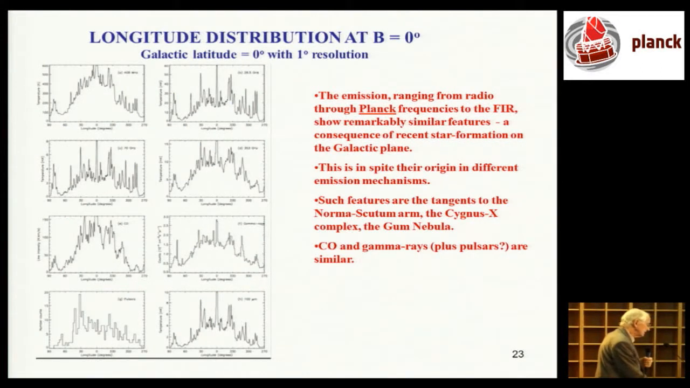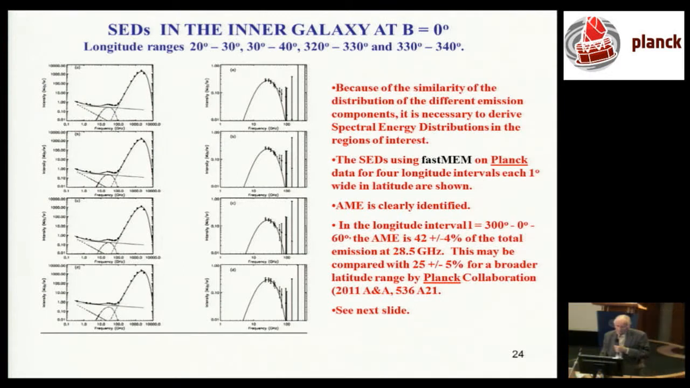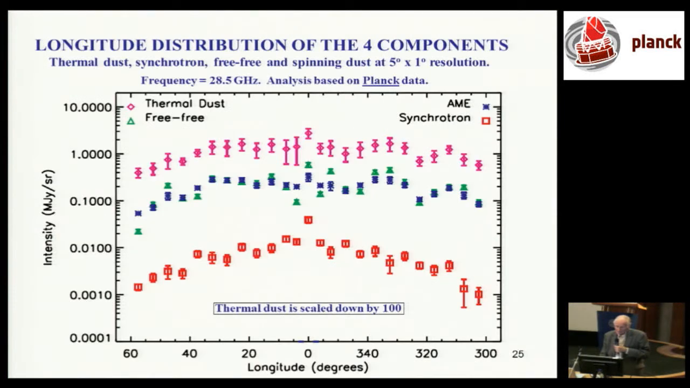Then we can get the longitude distributions, and they're all very similar. And we can include there the work on the various components by doing component separation and plotting. This is where I'm finishing. Plotting the distribution of each of the 4 components.